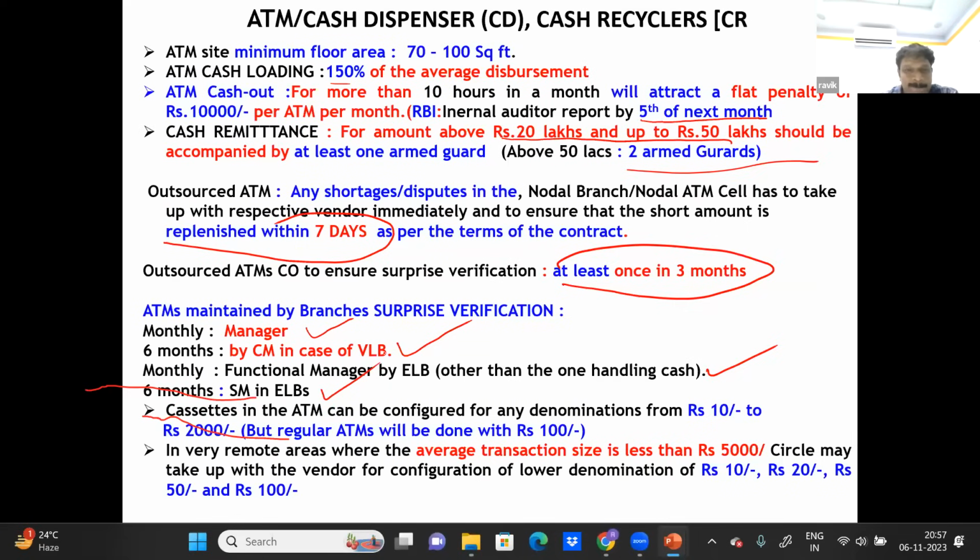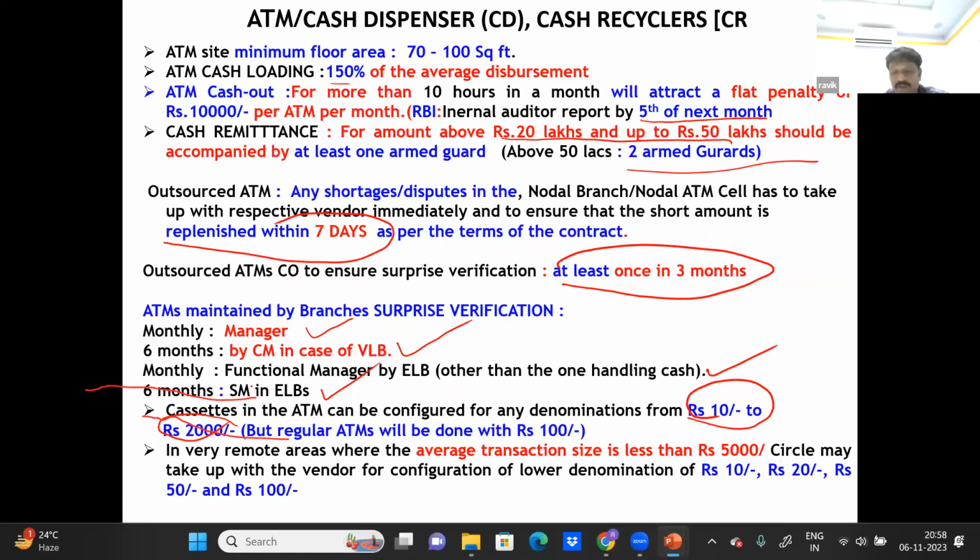Now, cassettes. ATM cassettes, we always see 100 rupees and above. Is it so? No. ATMs can be configured with 10 rupees also, up to 2000 rupees. This is a very peculiar answer. You must remember, we can keep 10 rupees also in ATMs, but we don't know that. We think only 100 rupees. No. From 10 to 2000 we can keep, but generally we keep 100.